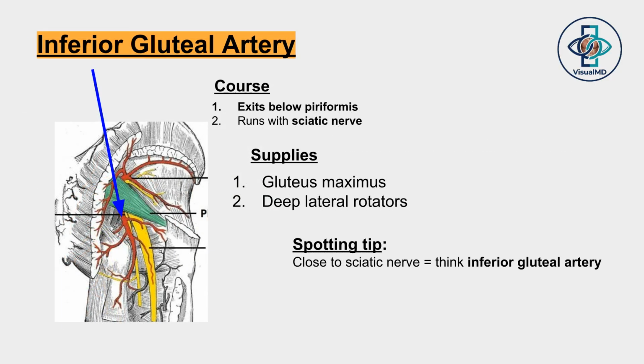The inferior gluteal artery exits below the piriformis and runs with the sciatic nerve. It supplies the gluteus maximus and deep lateral rotators. When spotting, remember its close proximity to the sciatic nerve.